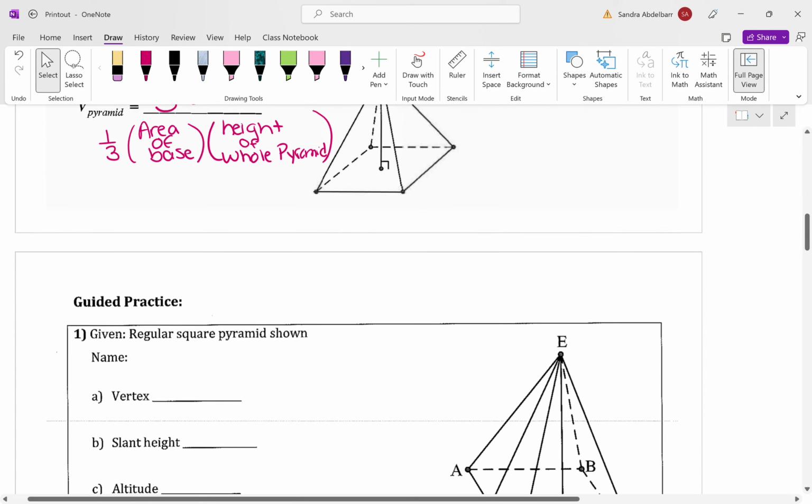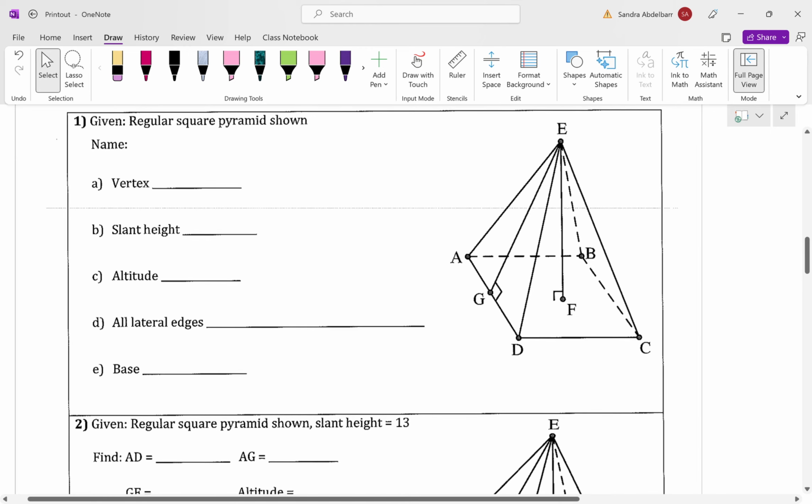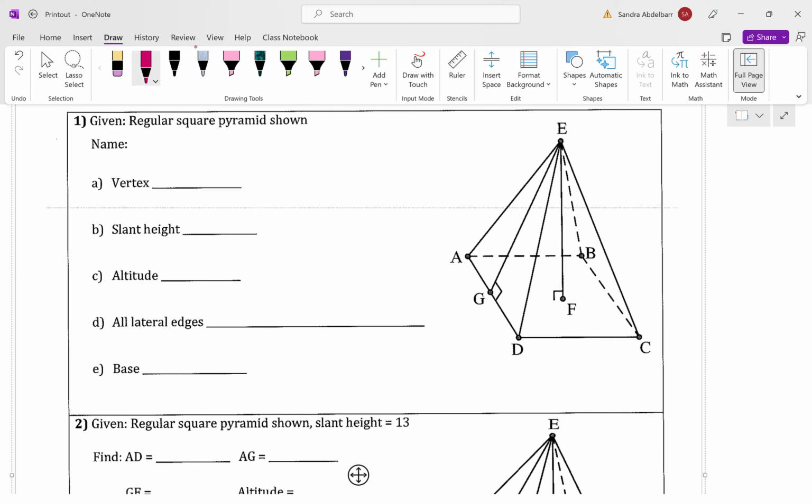Okay, we ready? We keep going? All right, so here we have our regular square pyramid shown. We want to name the vertex. Actually, you guys name A, B, C, D, and E, and then hold it up for me. Or you don't have to hold it up. Just name them, and then we'll go over them.